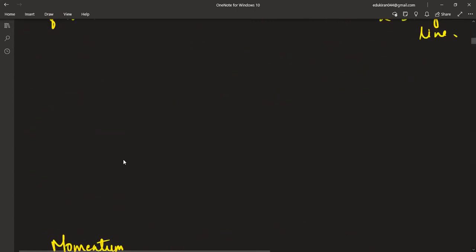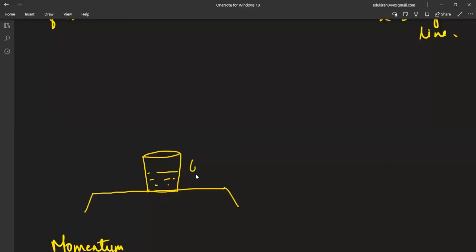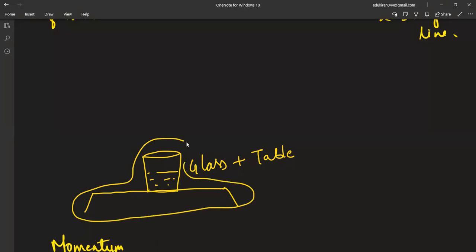See, suppose I have taken a glass of water. This is kept on a table. So glass of water plus table is my system under consideration right now. All right, class, right now I'm just focusing on this glass of water kept on the table. So my system right now is this table plus glass of water. System is what? Area under consideration.